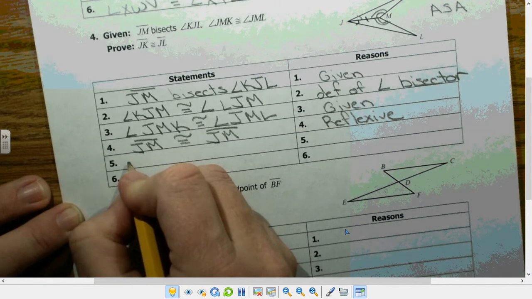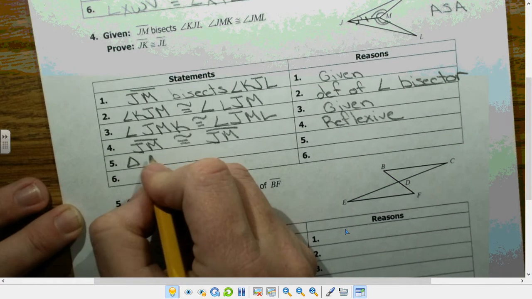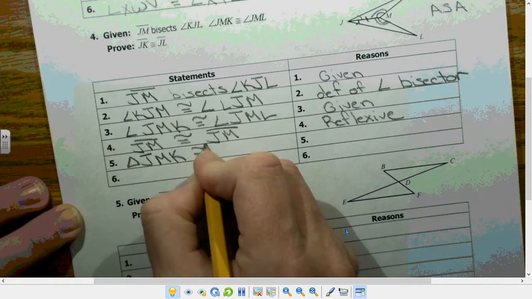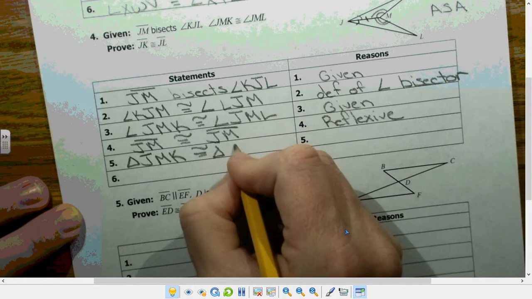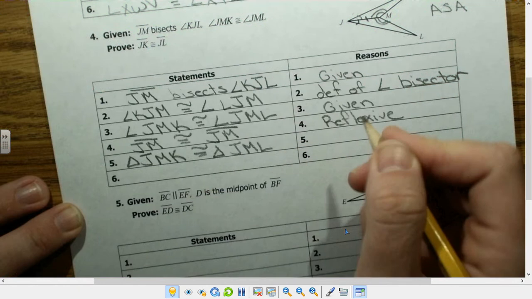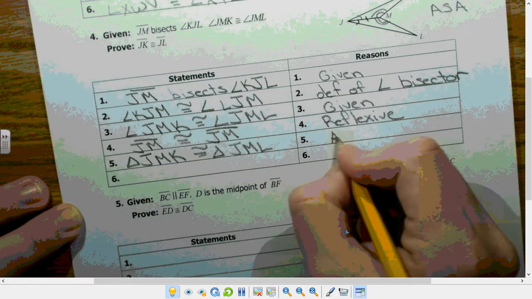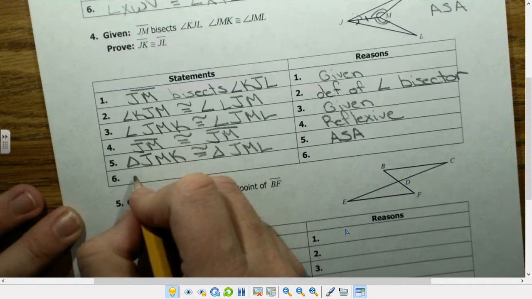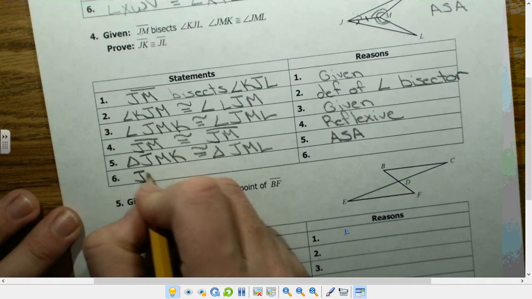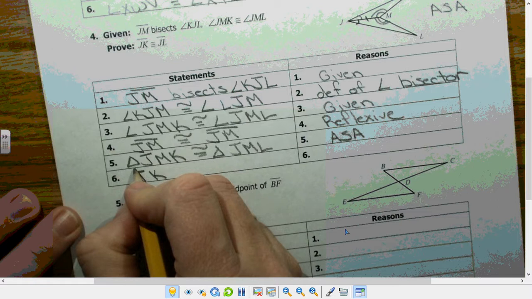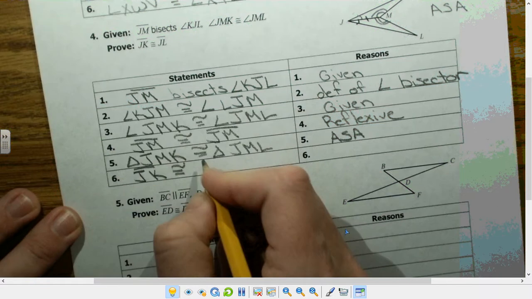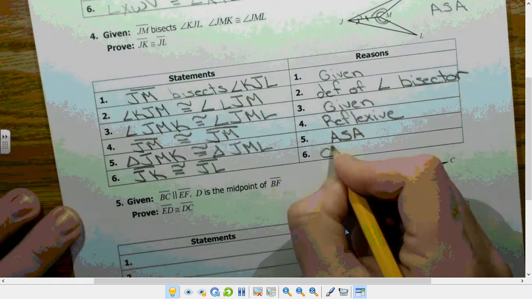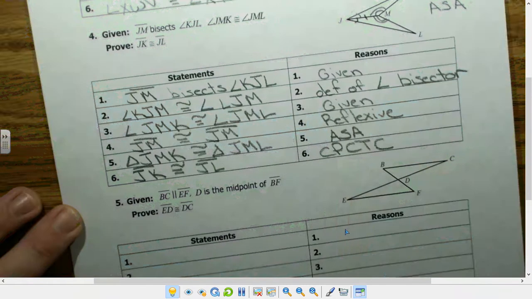And then we can say the triangles are congruent to each other. So triangle JMK is congruent to triangle JML, and that uses angle, side, angle. So then we can say each corresponding part is congruent. Segment JK is congruent to segment JL, and that's corresponding parts of congruent triangles are congruent.